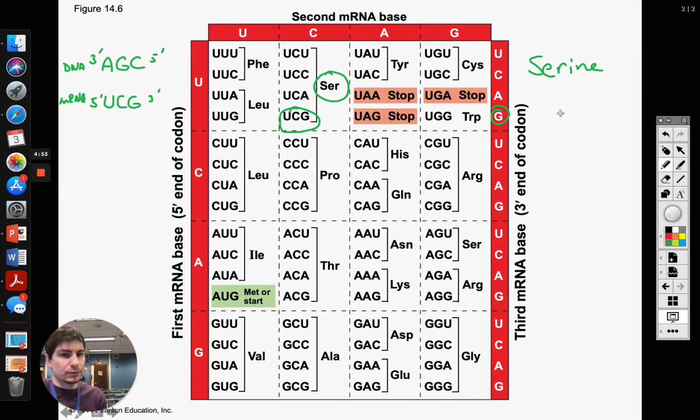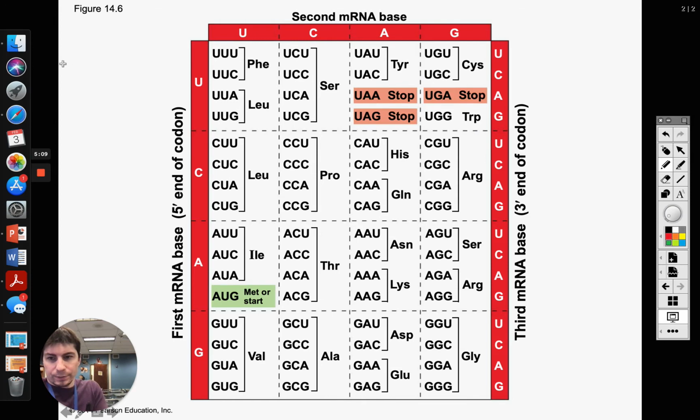You do not have to know the full amino acid names. Don't worry about memorizing them. On the AP test, they will either give you the full name or the abbreviation of it, but you won't need to know all 20 of them specifically.